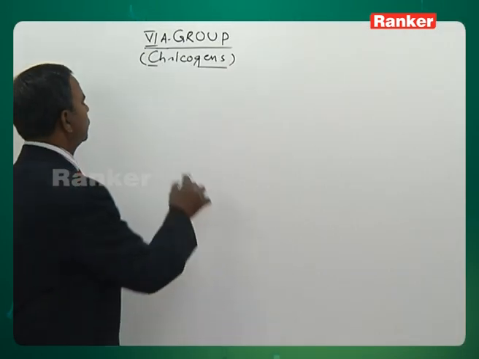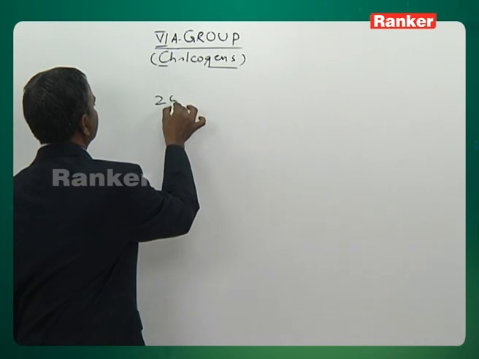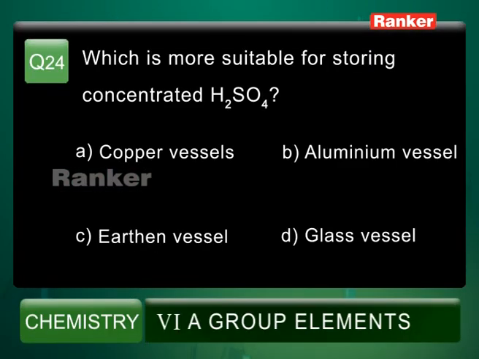Question number 24. Which is more suitable for storing concentrated sulfuric acid? Option A is copper vessels. Option B is aluminum vessels. Option C is earthen vessel. Option D is glass vessels.